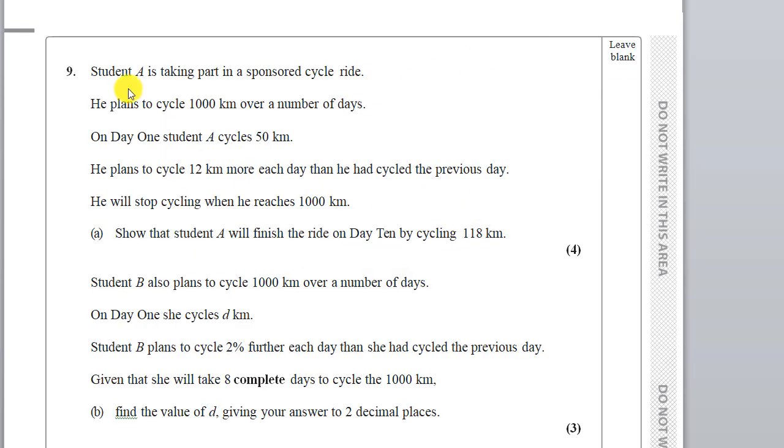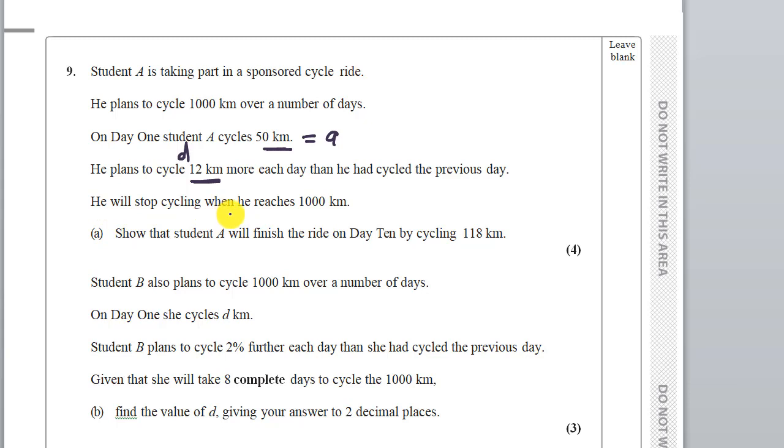Let us go ahead to the next question. Student A is taking part in a sponsored cycle ride. He plans to cycle 1000 kilometers over a number of days. On day 1, student A cycled 50 kilometers. So this one is day 1, so this value is A. He plans to cycle 12 kilometers more each day than he had cycled the previous day. So this 12 kilometers is D.